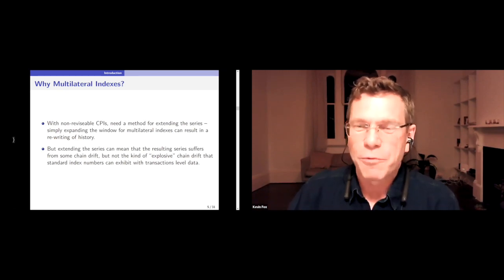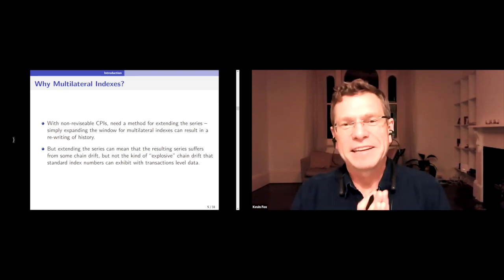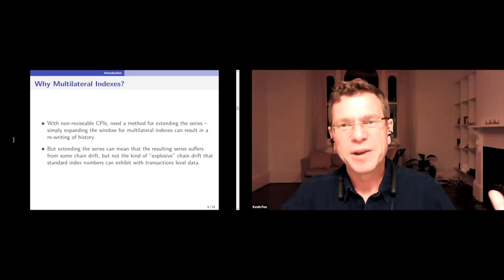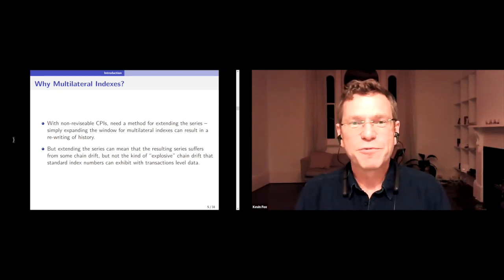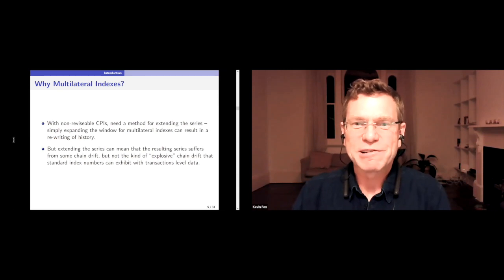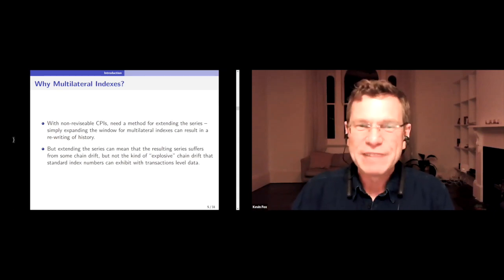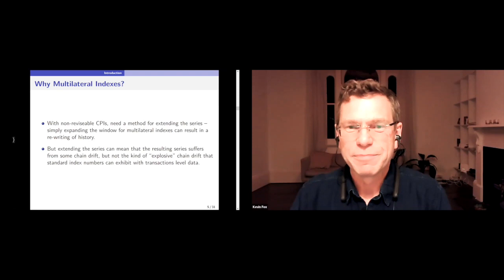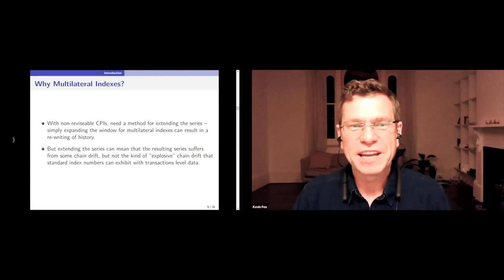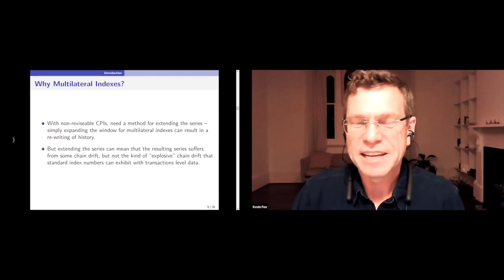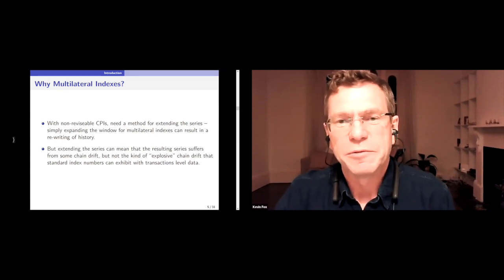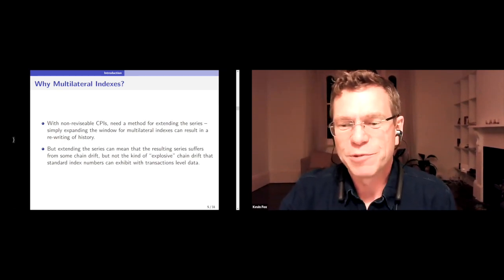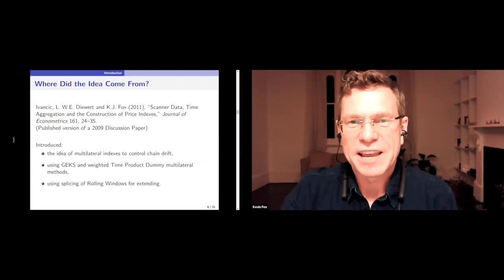So then we've got to work out a way of calculating a multilateral index over a window and then extending that window to extend the series. So if we come up with a method for extending the series, then we reintroduce some sort of chain drift. But it's not explosive like the chain drift that you get from standard index numbers. Okay, so that's why multilateral methods have proven to be quite popular in the case of transaction level data.